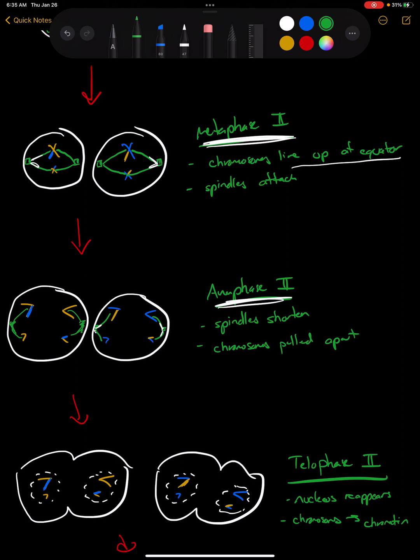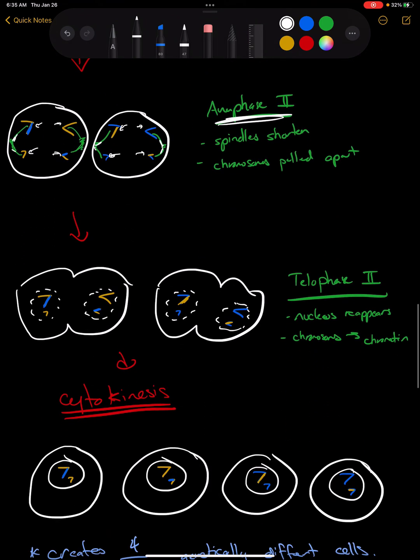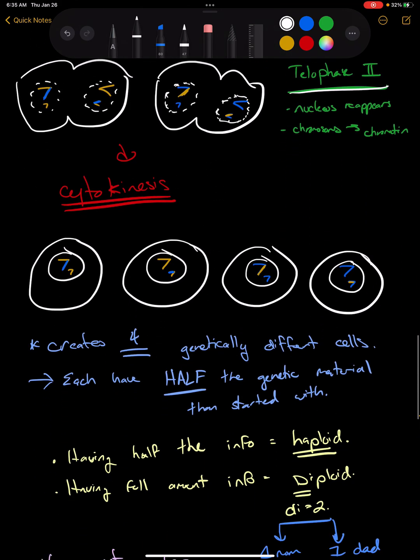When they shorten, that pulls those replicated chromosomes apart, right? So one goes this way, one goes this way, and vice versa over here. I separate them. Then in telophase 2, again, I just undo everything. So now my nucleus starts to come back, and I start to have a cleavage furrow, and my chromosomes will condense back into chromatin.